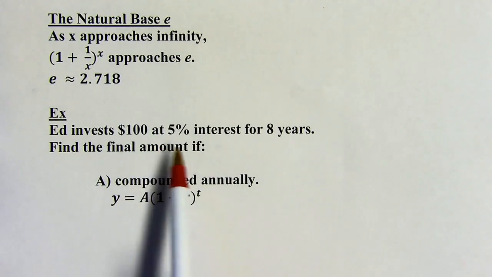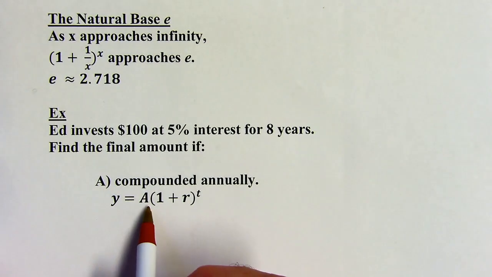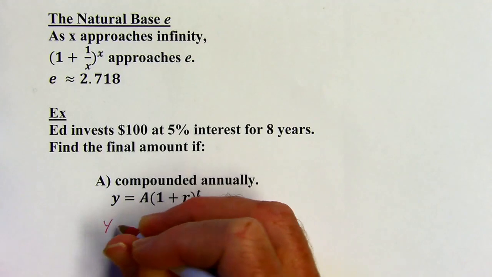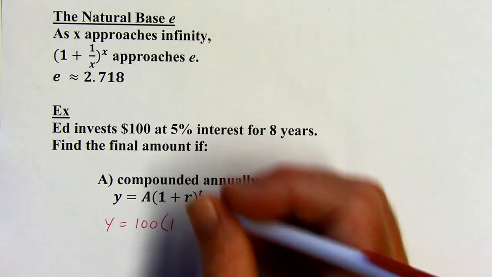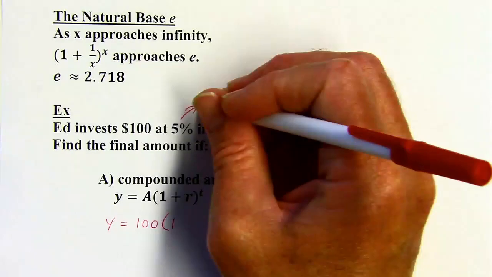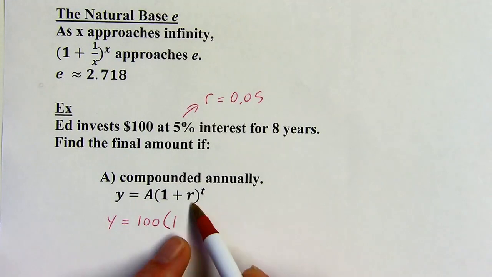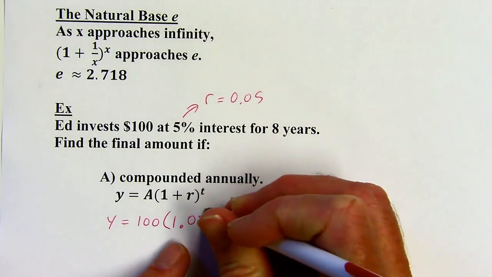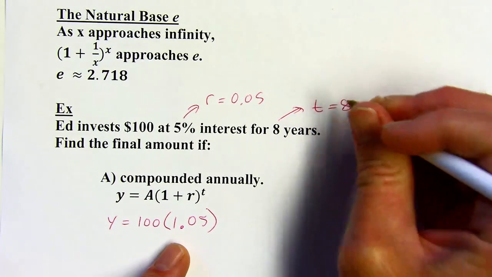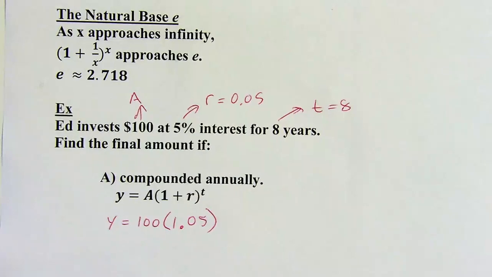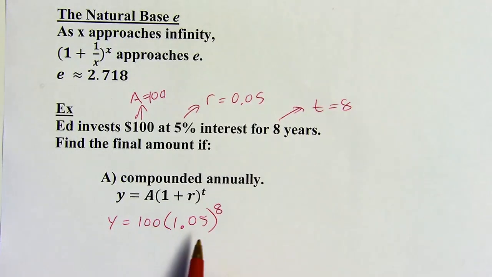Okay, so Ed invests $100 at 5% interest for 8 years. My initial amount, A, is the $100. The final amount is y. I don't know that yet, but I'm going to plug 100 in for the initial amount. Then I need my rate, which is the 5%, but we want to write that as a decimal, so that would be 0.05. So I'm going to have 1 plus 0.05, and then this is going to be my time. All right, there's my equation.